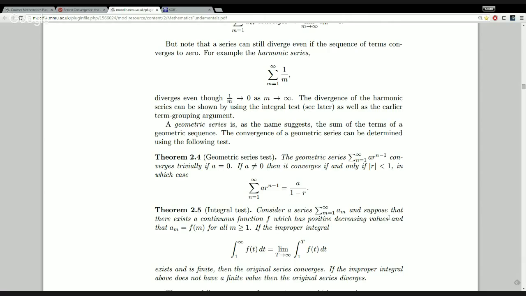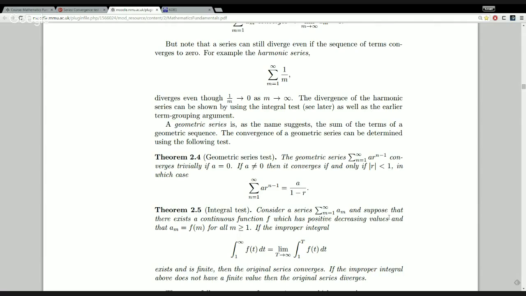Okay, any questions about that? So once you know the a and the r, you just examine the r. Is it less than or bigger than 1? If its absolute value is bigger than 1, it's going to be divergent. Otherwise, it's going to be convergent, and we can grab the formula for the limit, a over 1 minus r.